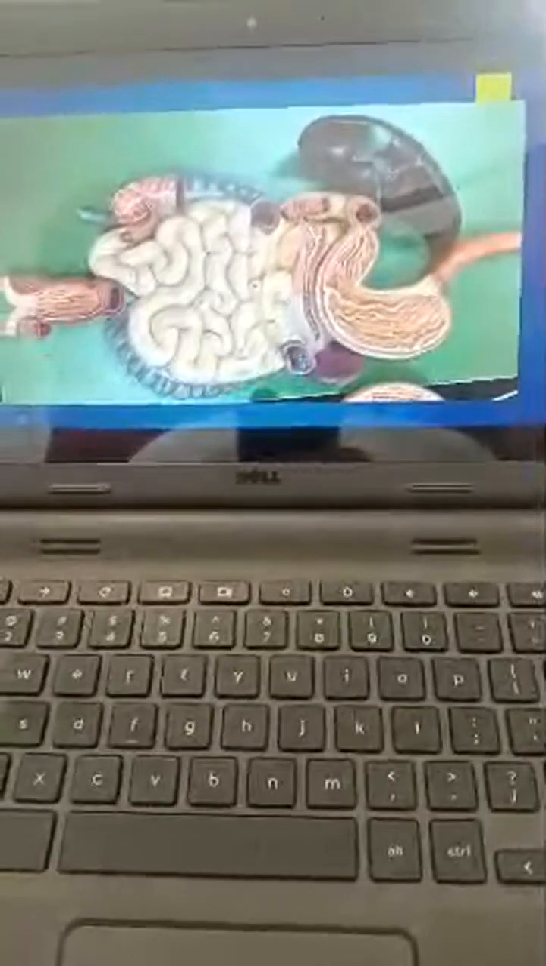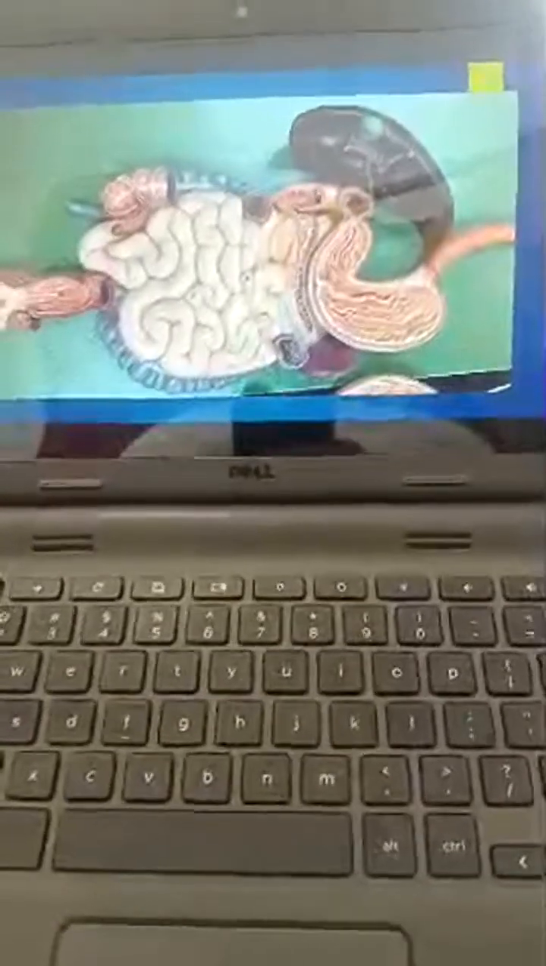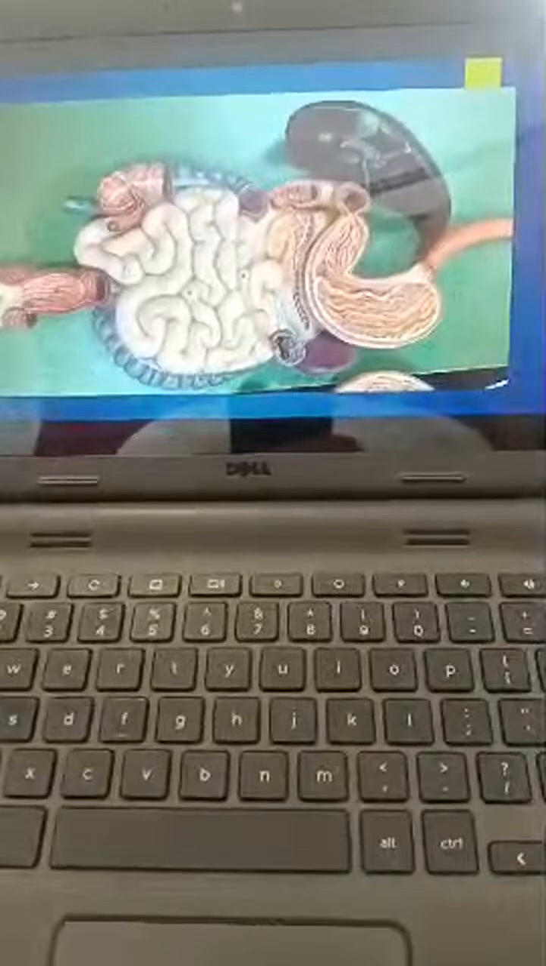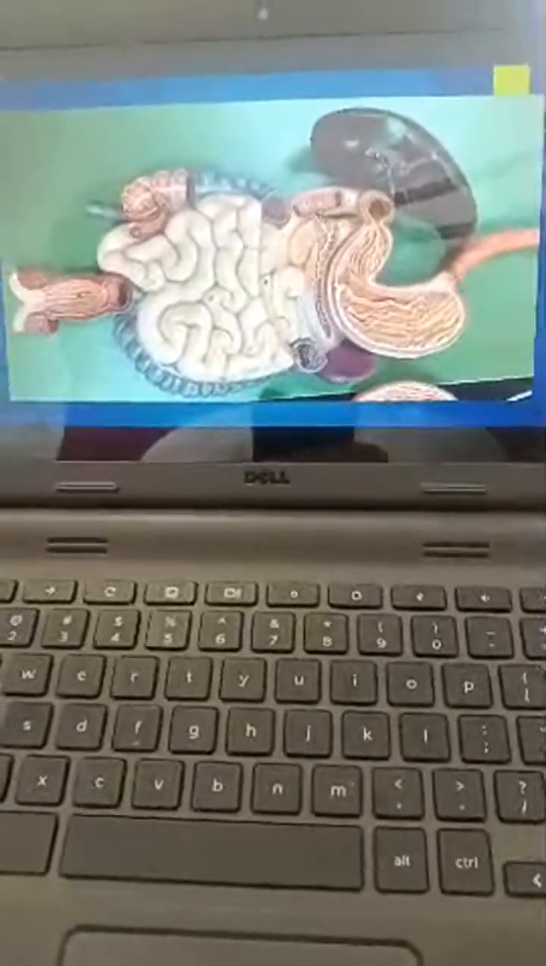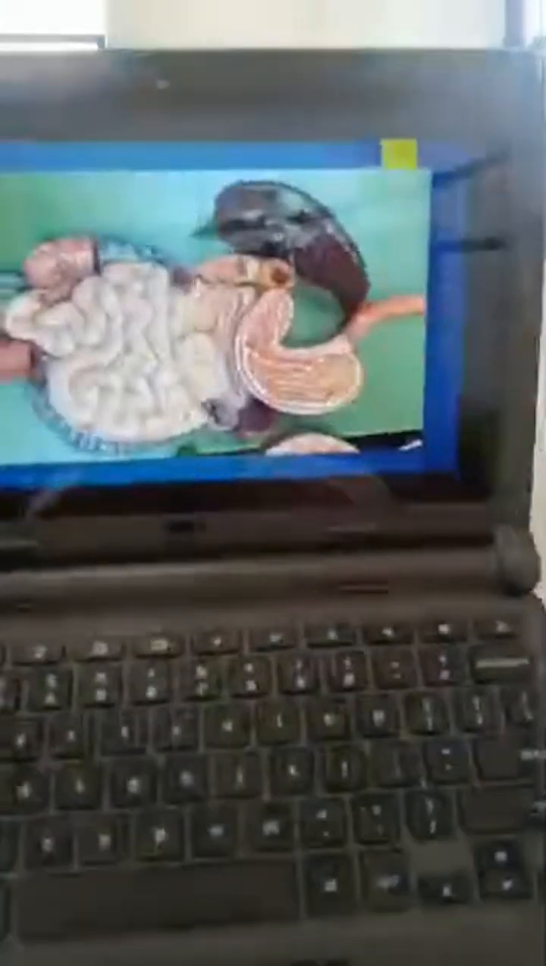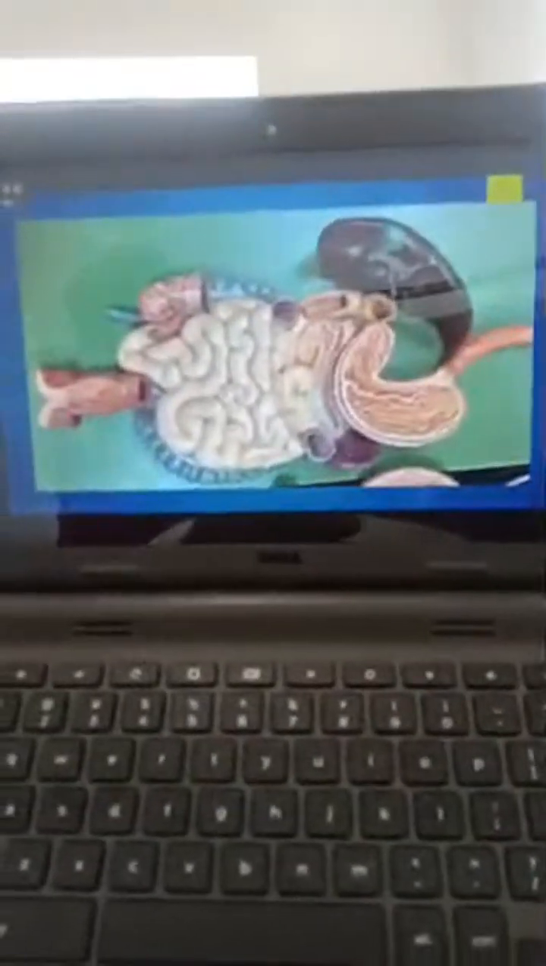All the wrinkles are known as rugae. Then again, lesser curvature, greater curvature. We have the duodenum with the circular folds, or the plica circularis. So again, the cystic duct and the hepatic duct join to form the common bile duct. Okay, here's our pancreas. The tail of the pancreas by the spleen, the head of the pancreas.